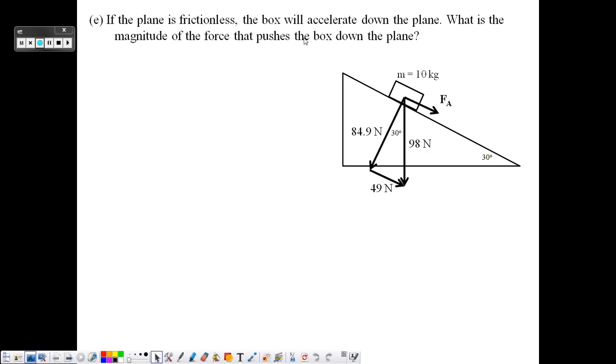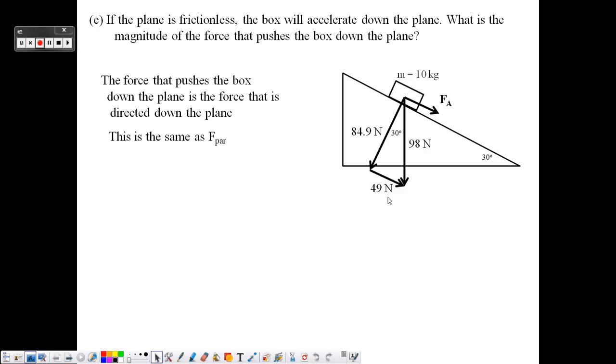Next, if the plane is frictionless, the box will accelerate down the plane. What is the magnitude of the force that pushes the box down the plane? Well, the box is going to accelerate in that direction, so the force must be in that direction, and we already know what that force is. It's 49 newtons. It's force parallel. It's pushing the box down the plane. So the magnitude of that force is simply, by inspection, 49 newtons.